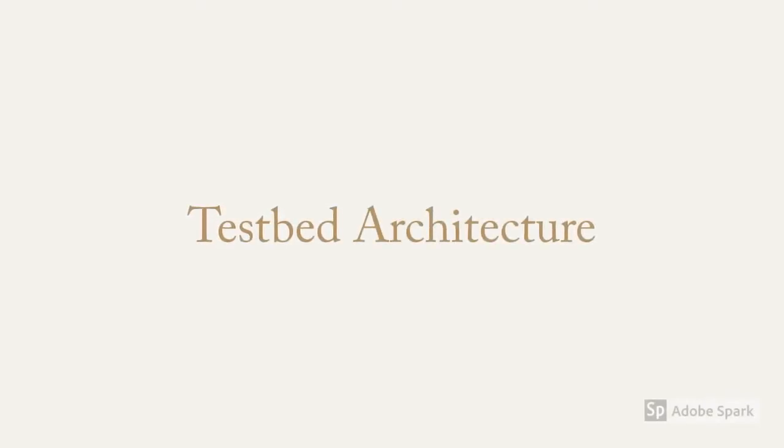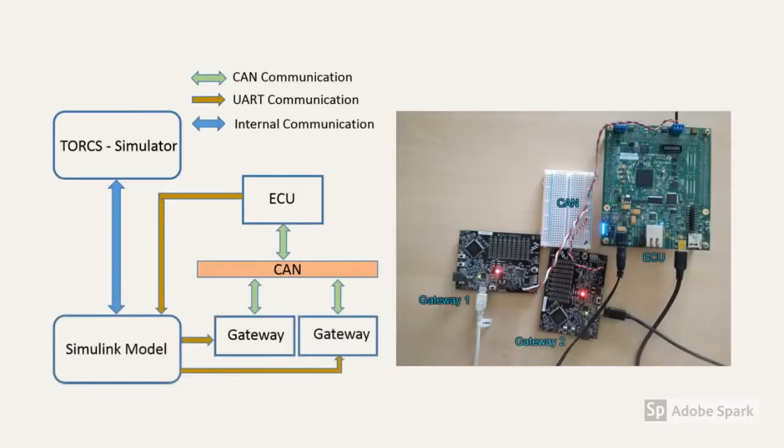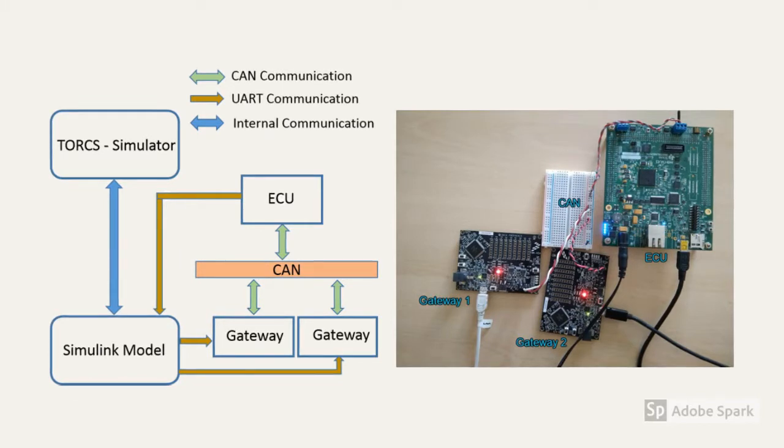So in this video I'll be presenting the test bed for simulating autonomous vehicle. So let's start with its architecture. There are five components in the architecture of the test bed. First one is the TORCS, which is a racing car simulator. It can provide us real-time values of different sensors of the vehicle.